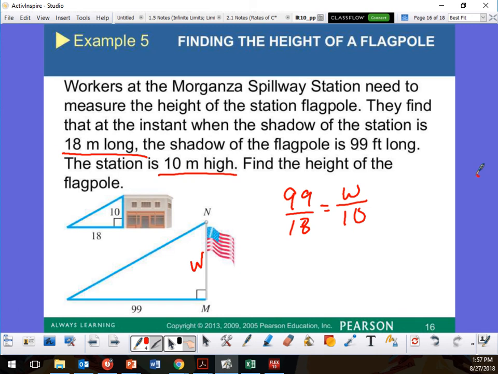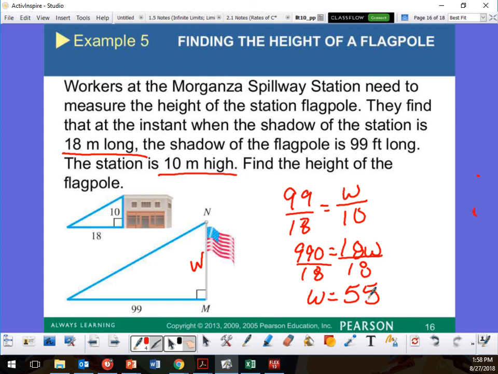So go through, do our math. Cross products, 99 times 10 is 990, equals 18W. Divide by 18. Is that 55? Yeah, it's 55.